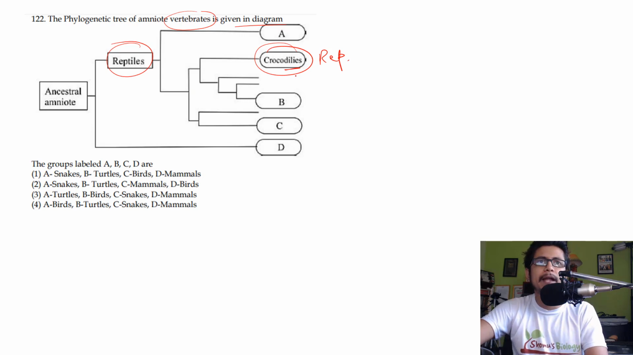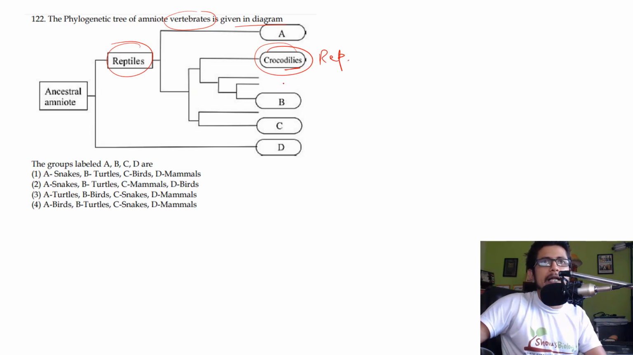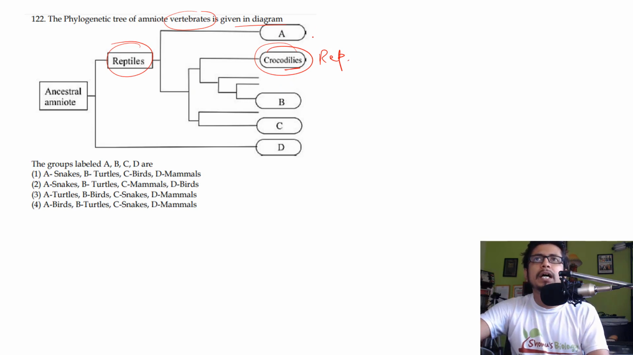Crocodile is a reptile, and we have snakes and turtles which are also reptiles. So whether crocodile came earlier, or between crocodile and A, there should be a reptile present in A. There shouldn't be any mammals or any birds present. No way, because this is a division before reptile. So a reptile should be present here, either turtle or snake.